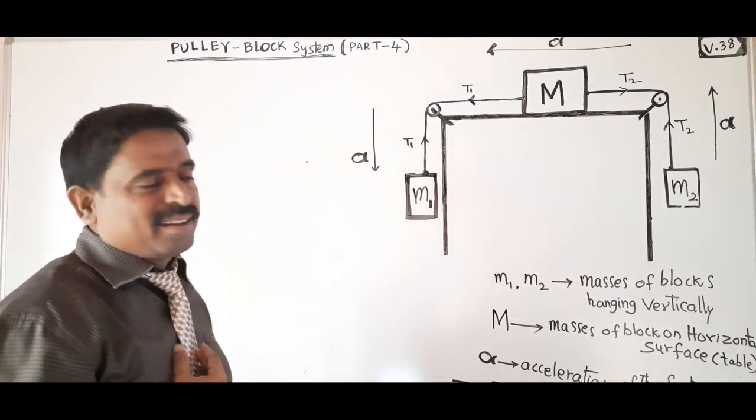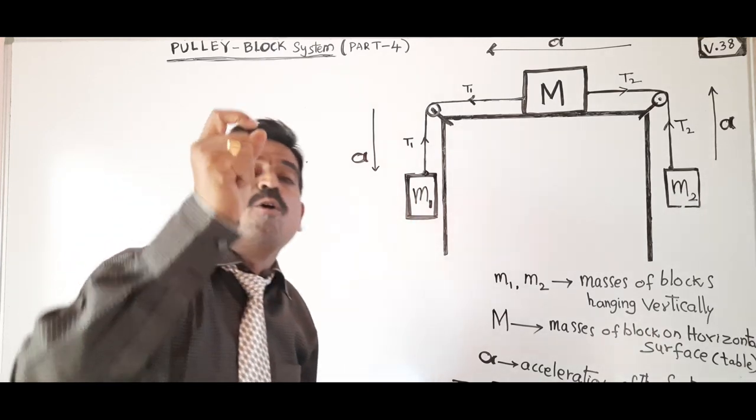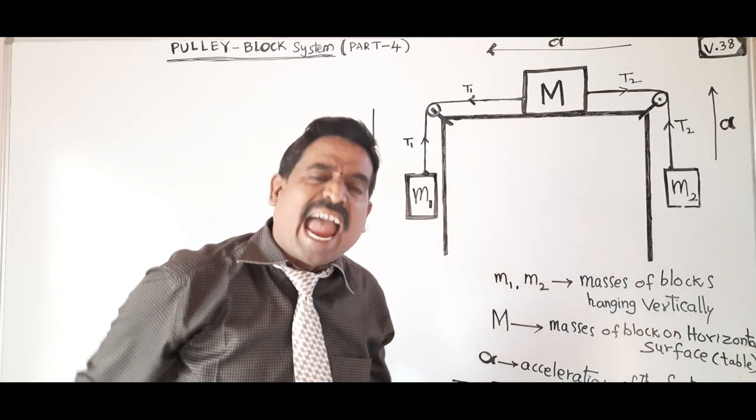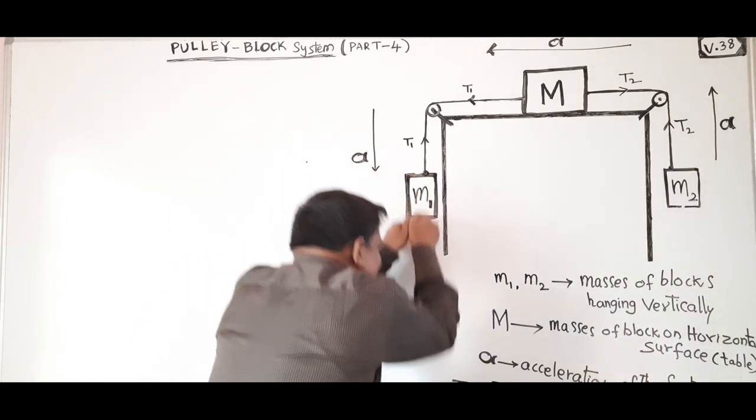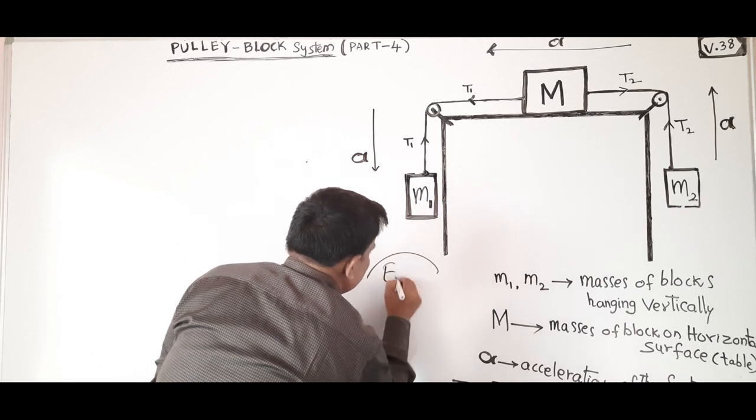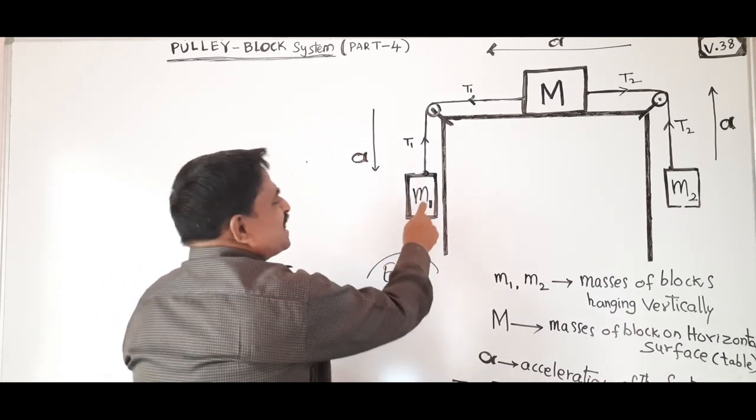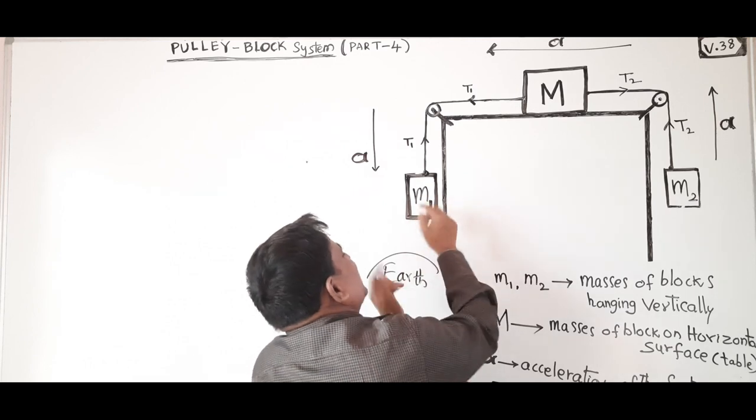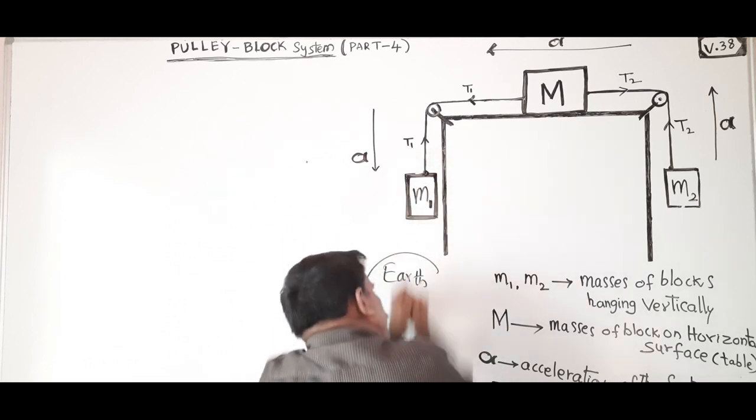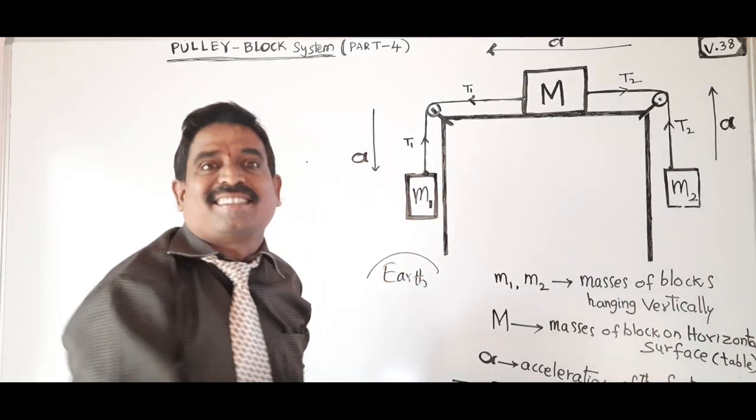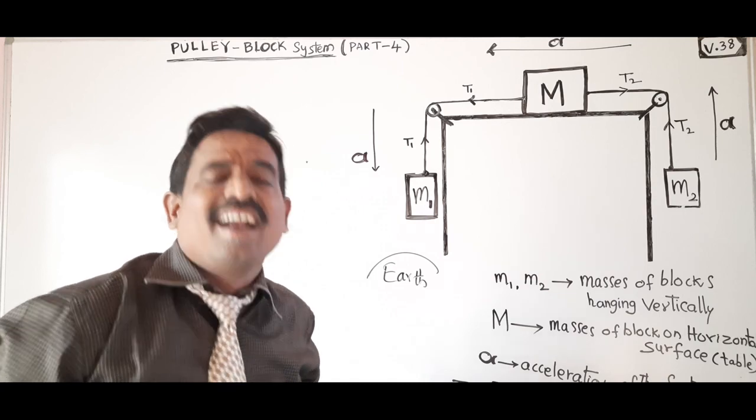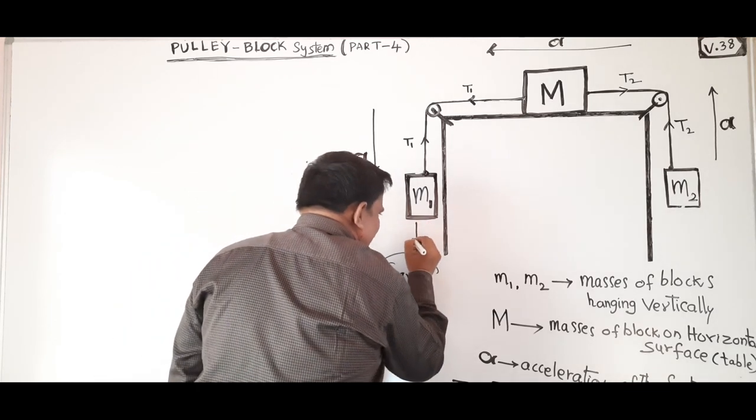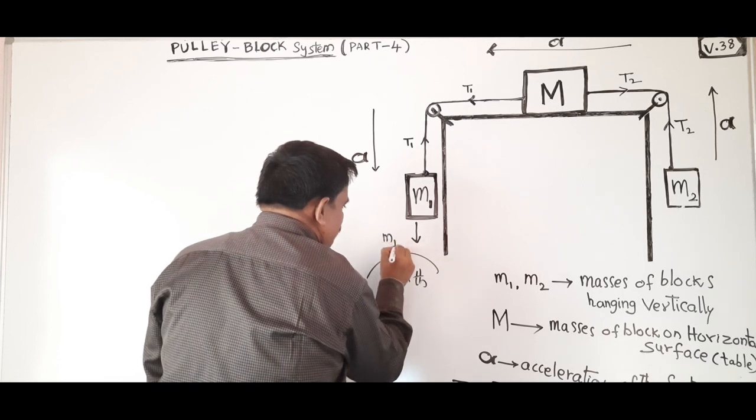Now I am discussing how many forces are acting on this first block. On this block, two forces are acting. The weight of this block acts vertically downward. This is the earth. Earth is attracting this body towards its center with some force. This force we call the gravitational force, nothing but the weight of the block. Its weight is M1g.